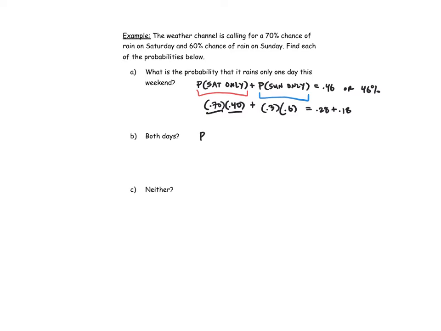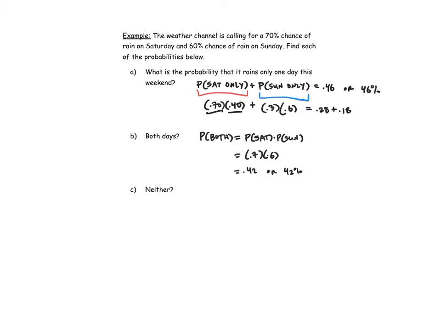Now the probability it rains on both is going to be the probability that it rains on Saturday, and we're going to multiply that by the probability that it rains on Sunday. Now, we are allowed to do that because these are independent events. Right? Just because it rains on Saturday doesn't change the chance of rain for Sunday, at least theoretically speaking. So we're going to take the probability that it rains on Saturday, which is 0.7, times the probability it rains on Sunday, which is 0.6. That'll give us 0.42, or 42%.